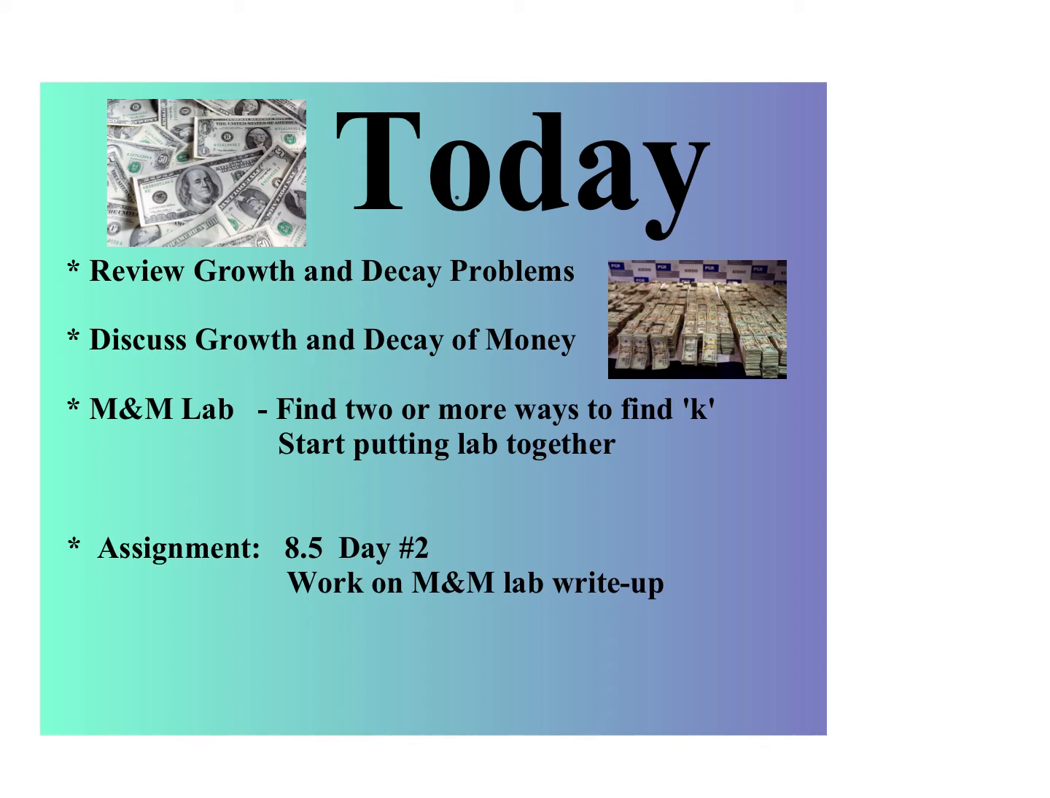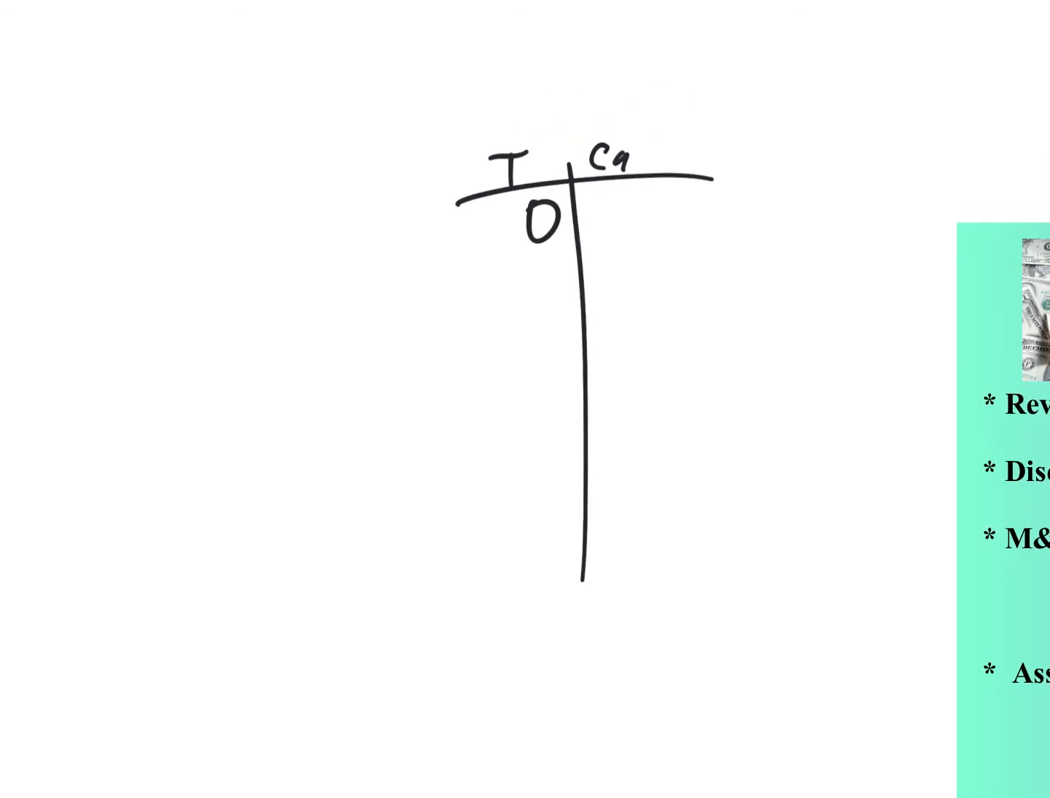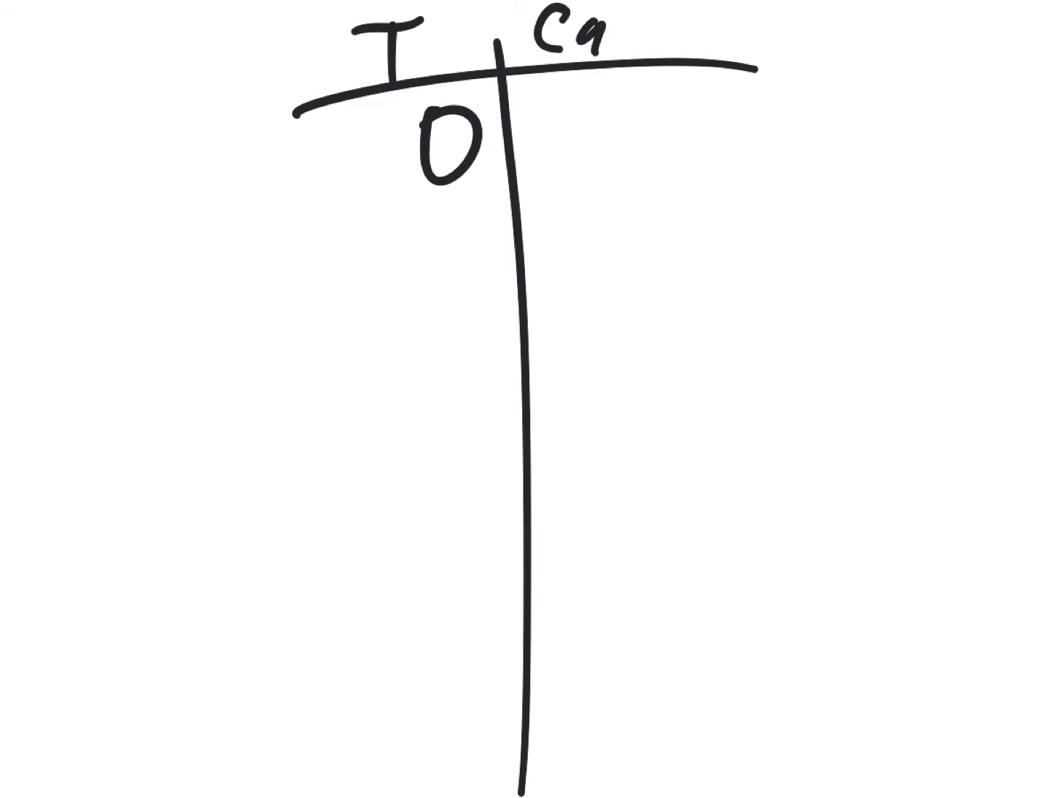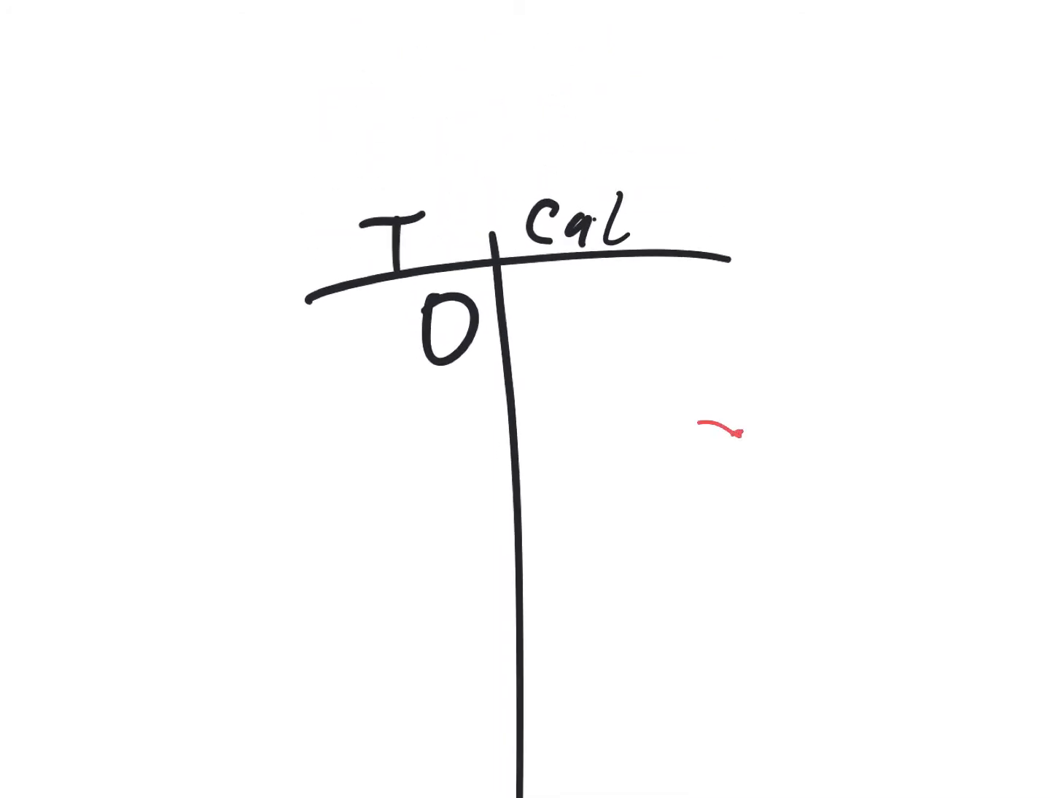So to start with, let's completely review yesterday. Here's a scenario. You're raising cats. At time 0, you got 2 cats. At time 5, you got 8 cats. And my question would be, at time 20, how many cats would you have if it kept that up?